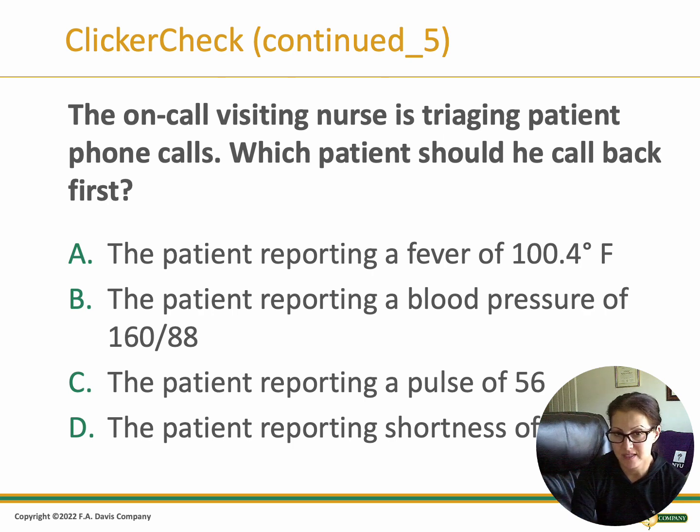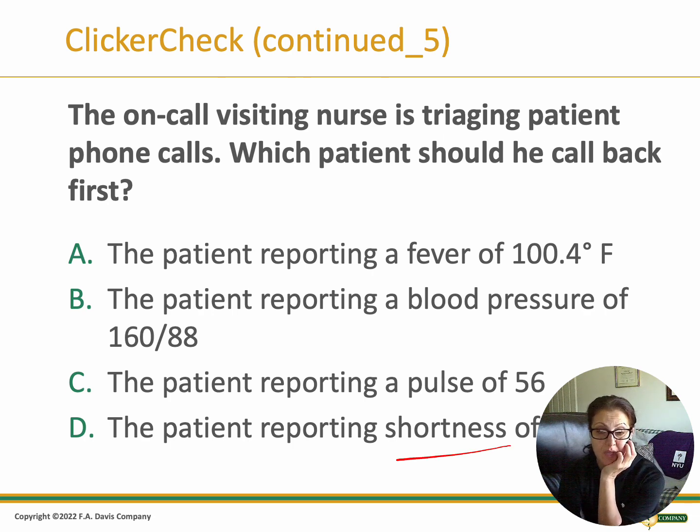Now, you probably can tell me all of these are actually very concerning. So all the answers are correct, but the question is asking, which is the priority? Who they're going to call, all 4 patients, but of the 4, which are they going to call first? If you answer D, shortness of breath, that's correct, because that could actually be life-threatening. They could probably be having a heart attack at that point.